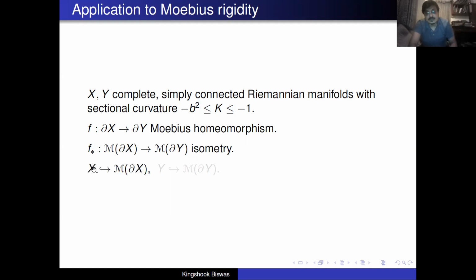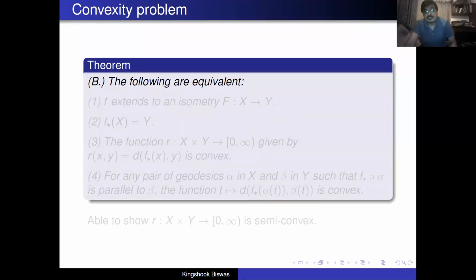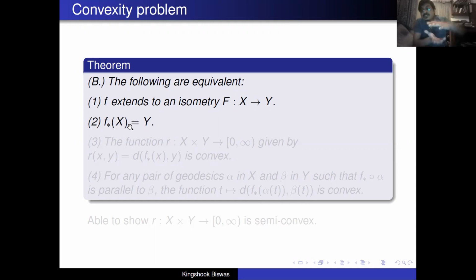And now X is sitting inside M of ∂X, and Y is sitting inside M of ∂Y. So then we have the following theorem, that the following are equivalent: the Moebius map F extends to an isometry between the manifolds, capital F, from X to Y. This is equivalent to the following, that the isometry F star sends X to Y. The isometry is going between the thickenings, the bigger spaces from M of ∂X to M of ∂Y. We want the isometry F star to send the subspace X to the subspace Y. So this is equivalent to F extending to an isometry from X to Y.